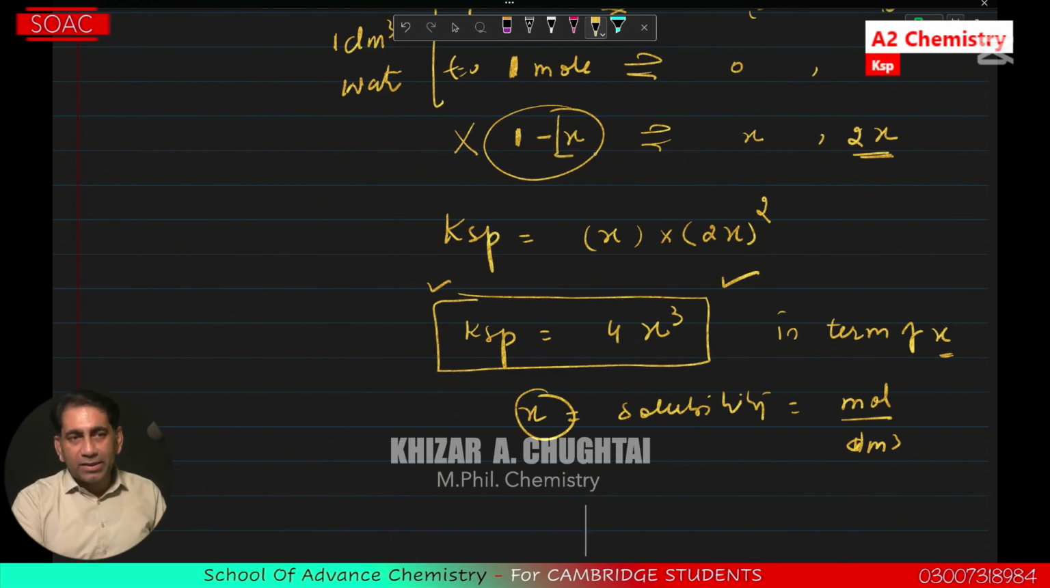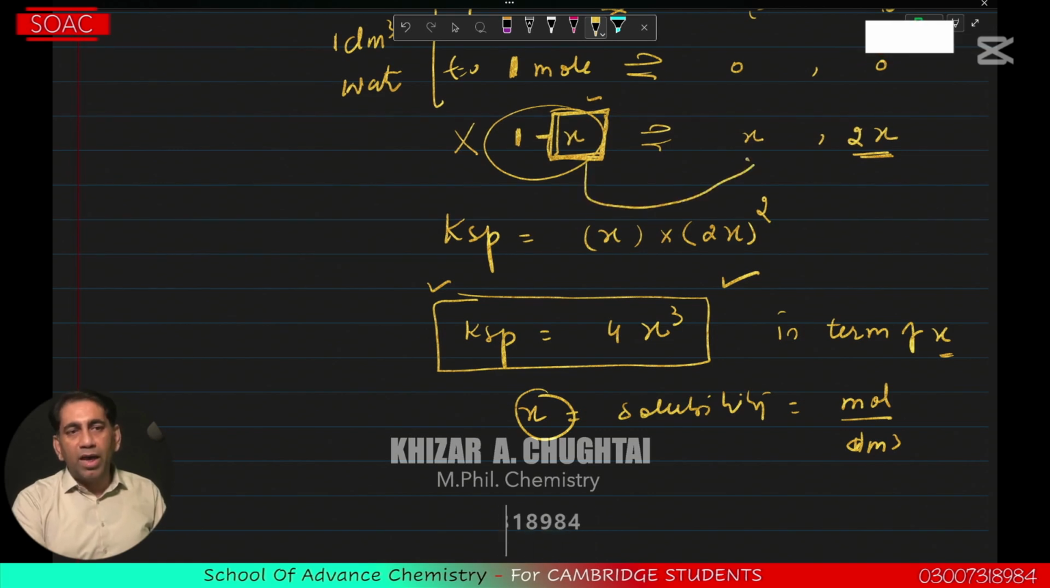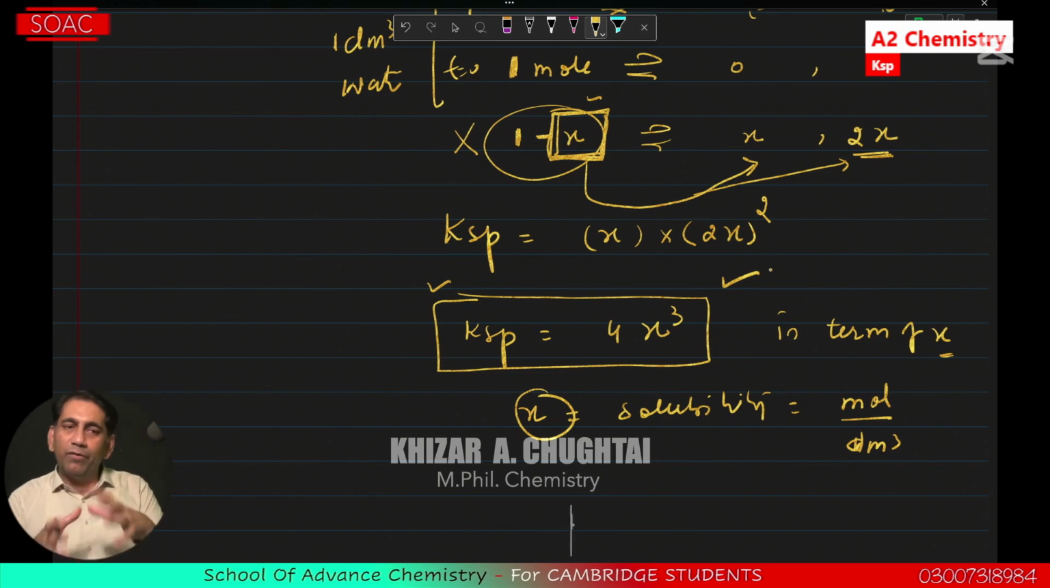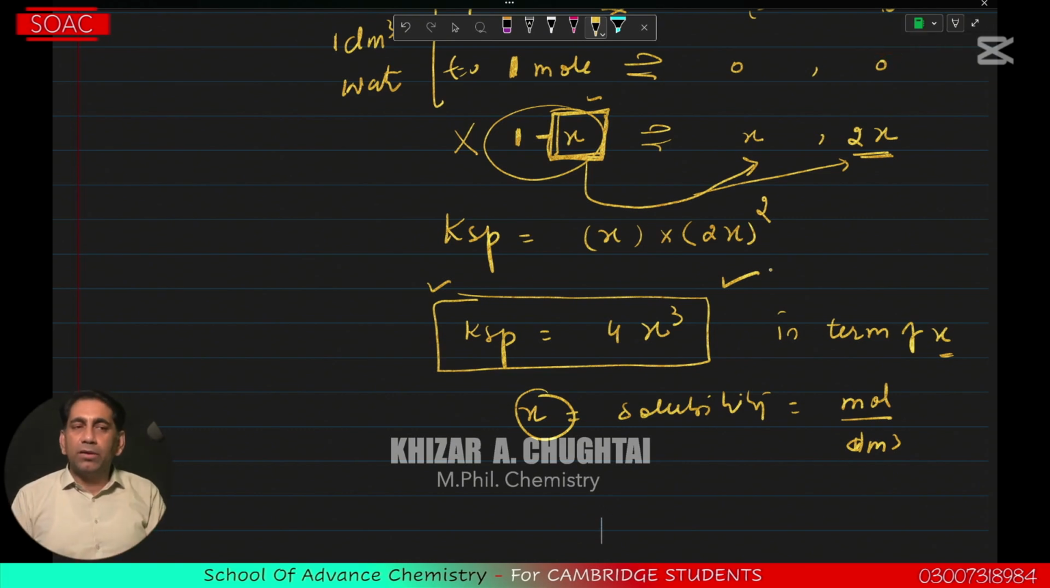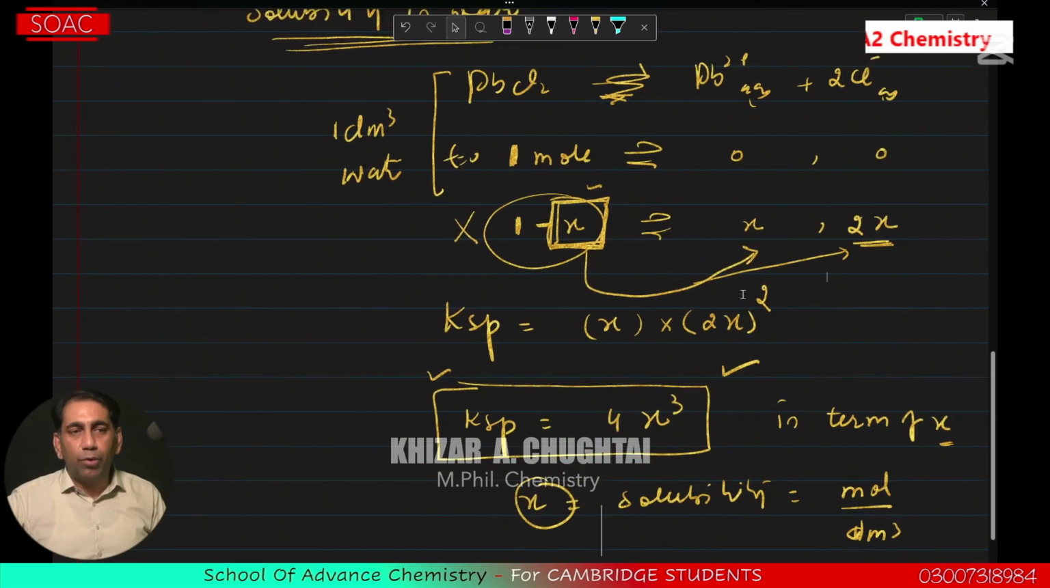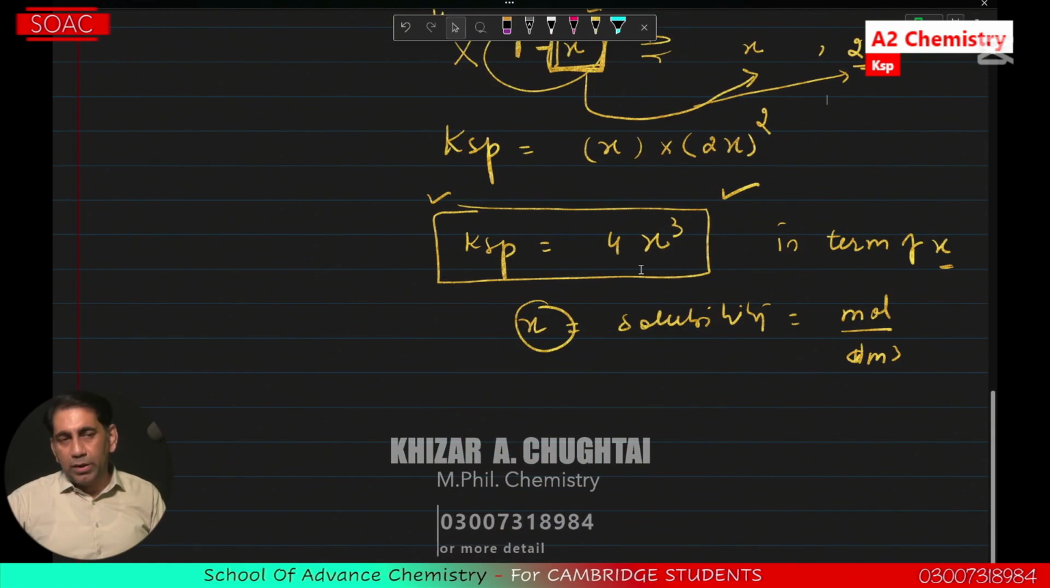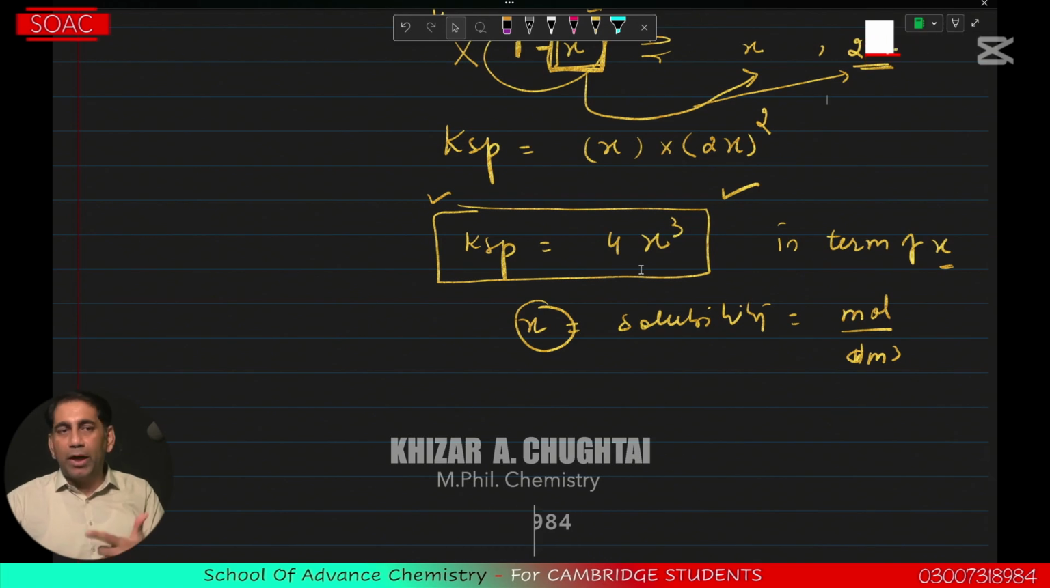So this is the X. X means solubility, the amount of solute that has been dissolved, that has been subtracted from the original value, and this quantity has been ionized into the water. Whenever they are asking to find the solubility, you will find the answer of X. And if X is given, then they may ask to find the solubility product. So the solubility product is this one, and in terms of X it is this one.